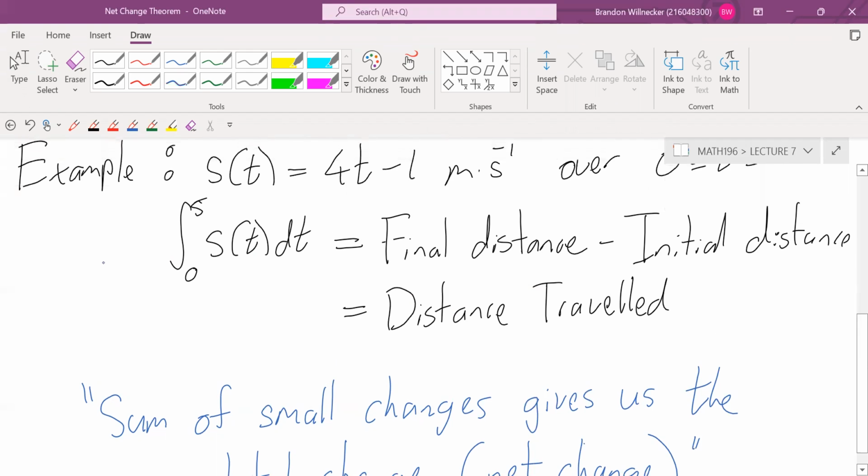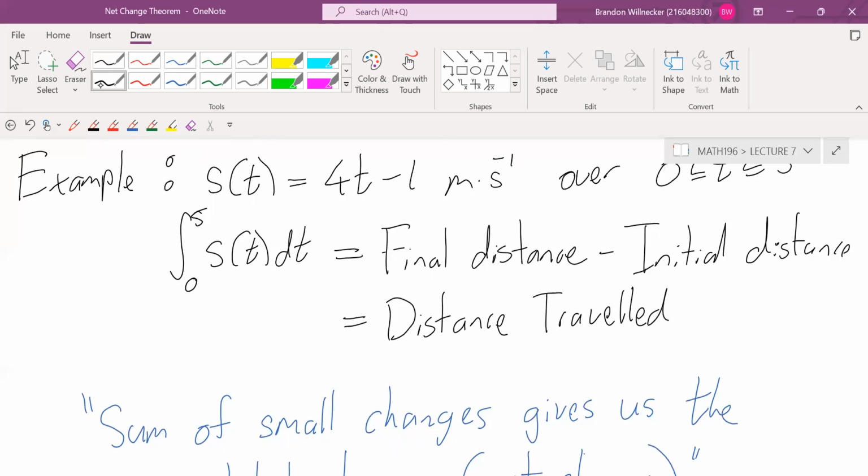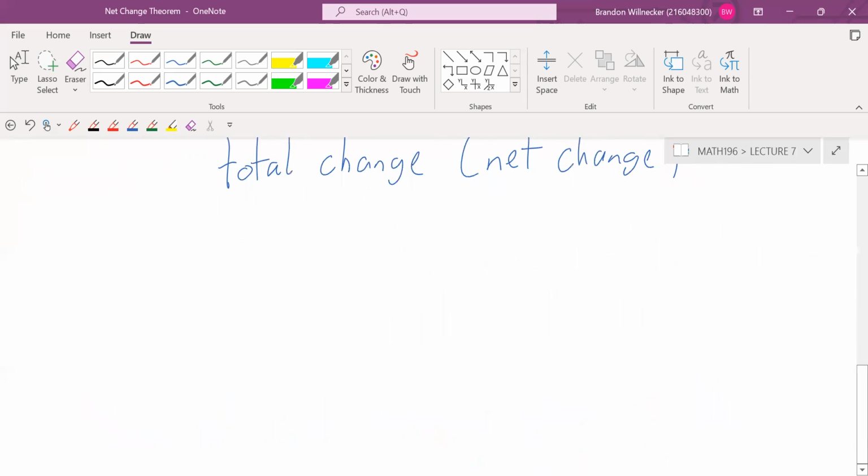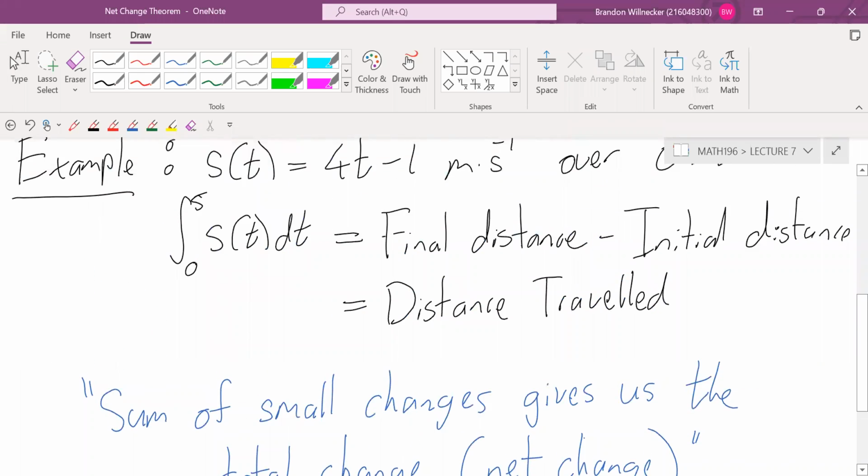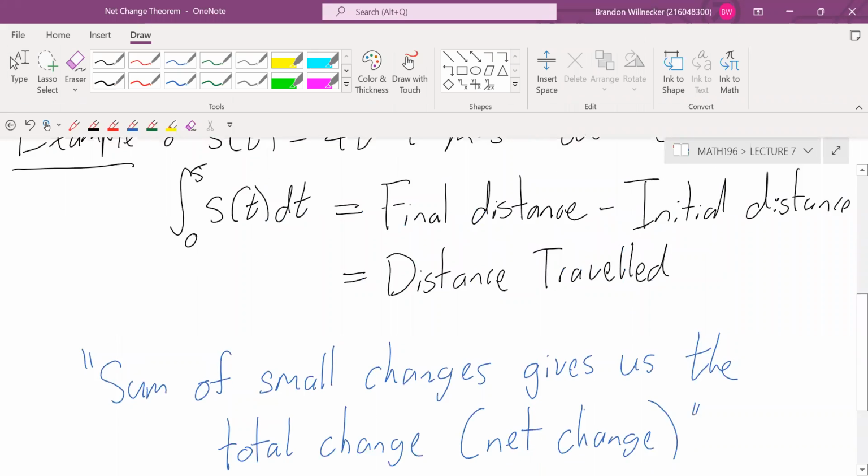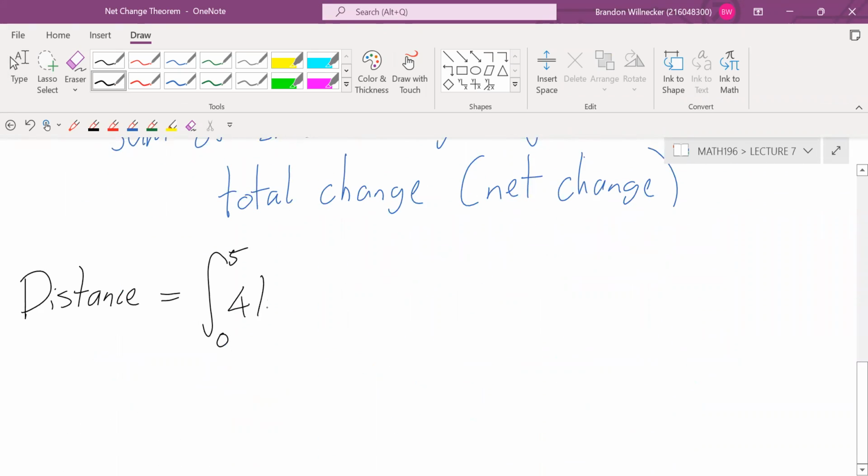Okay, so let's actually do this calculation now with this child running and see what we get. So the distance is equal to the integral from 0 to 5 of the rates of change of distance. Well, that's just speed. So that's 4t minus 1 dt, because we're working in time. So this is going to be 2t squared minus t from 0 to 5.